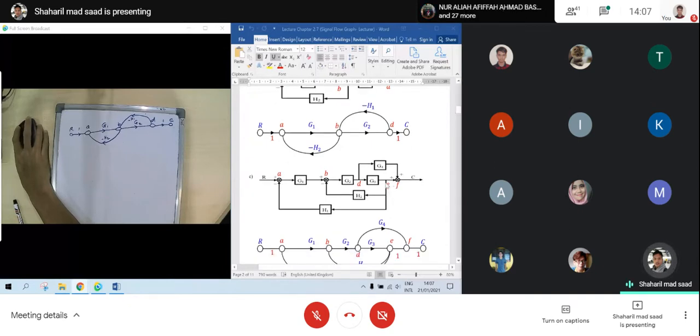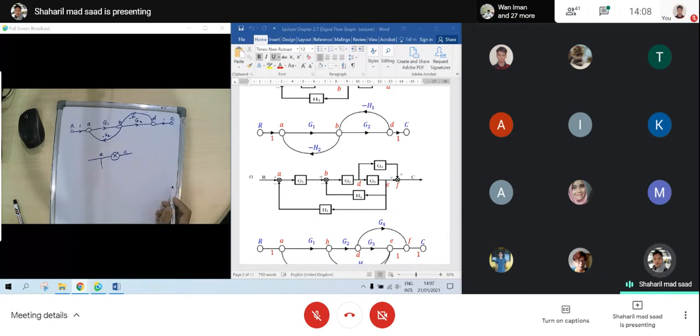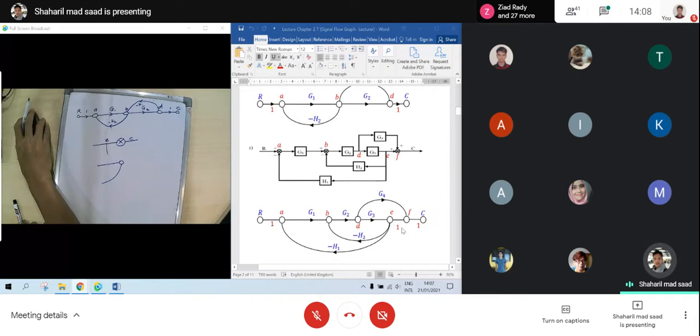So if you see the junction and summation, you cannot combine it. Better you put it there separately. If you combine it, it will be the wrong answer. For example, this is your junction, this is your summation, this is E, and then the output, let's say C. If you combine it like this at this point, it will be wrong.